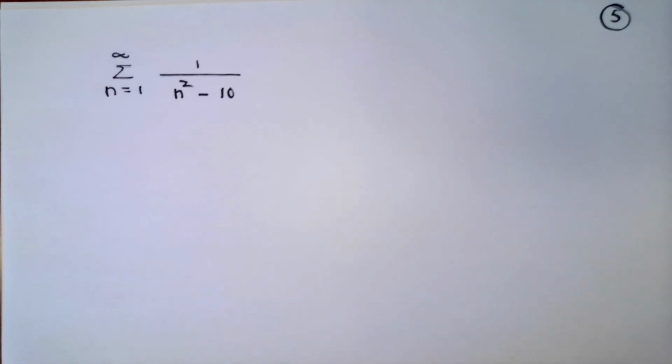Since square root of 10 isn't a whole number, we at least don't get division by 0, so all of these numbers make sense. My problem now is that the inequality goes the wrong way for a direct use of what we've been talking about.